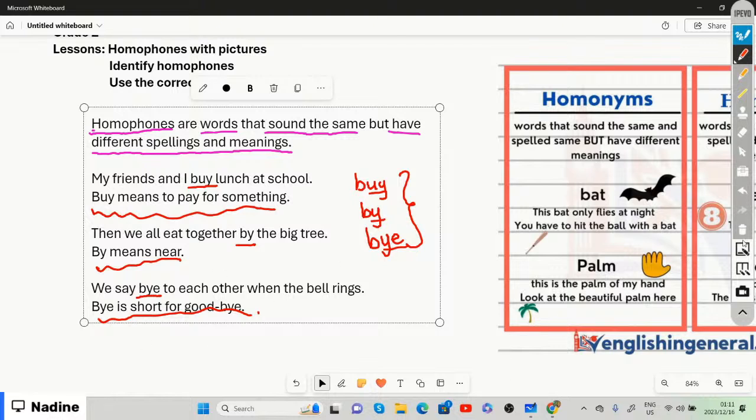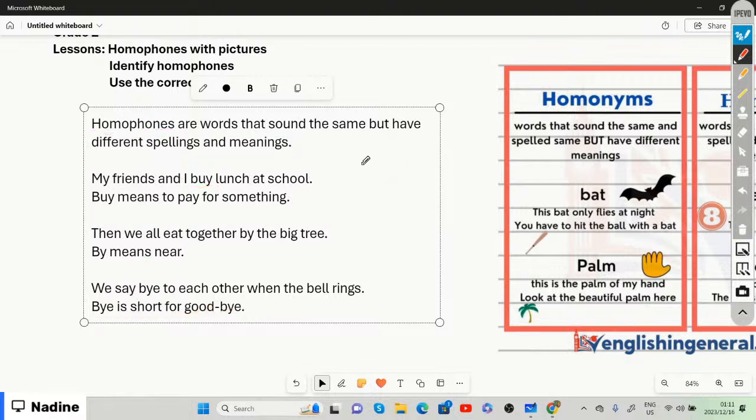And that is what we call homophones. Homophones are words that sound the same, but they have different spellings and the meanings are different. So the spellings and the meanings are different, but it's just that they sound the same.